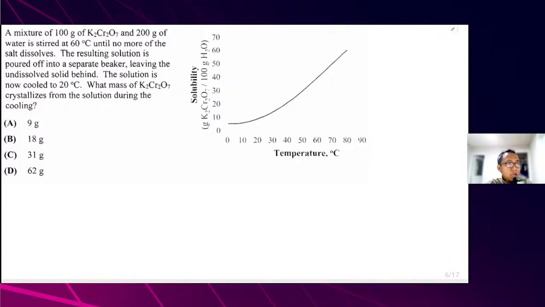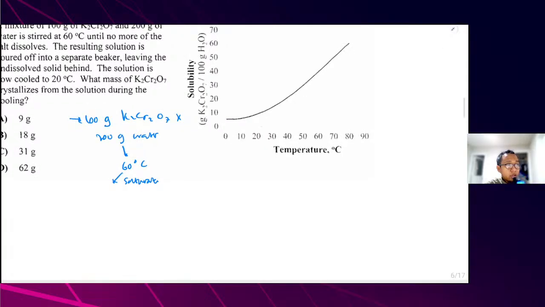Okay, so just a quick summary of the question. We start with 100 gram of K2Cr2O7 and 200 gram water, and stir at 60 degrees Celsius till saturated, and then cool down to 20 degrees Celsius. And then the question is, how much salt crystallizes out?